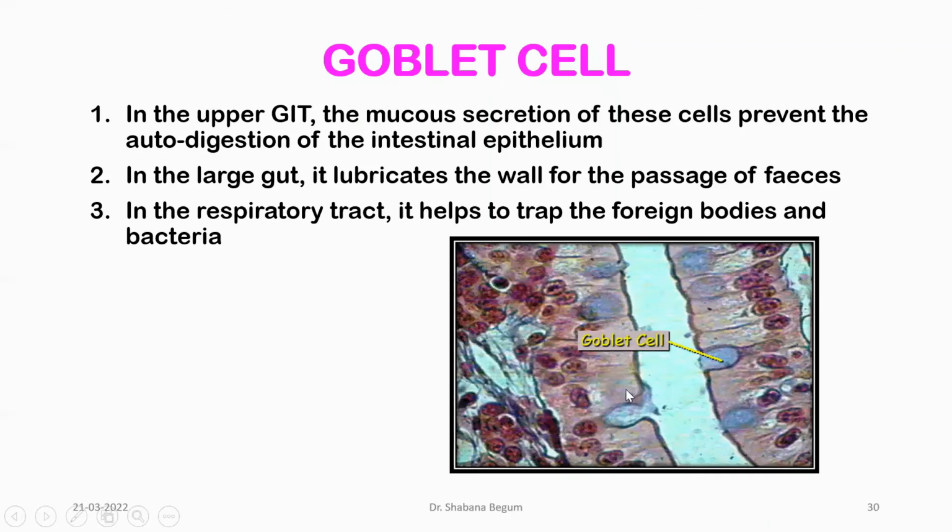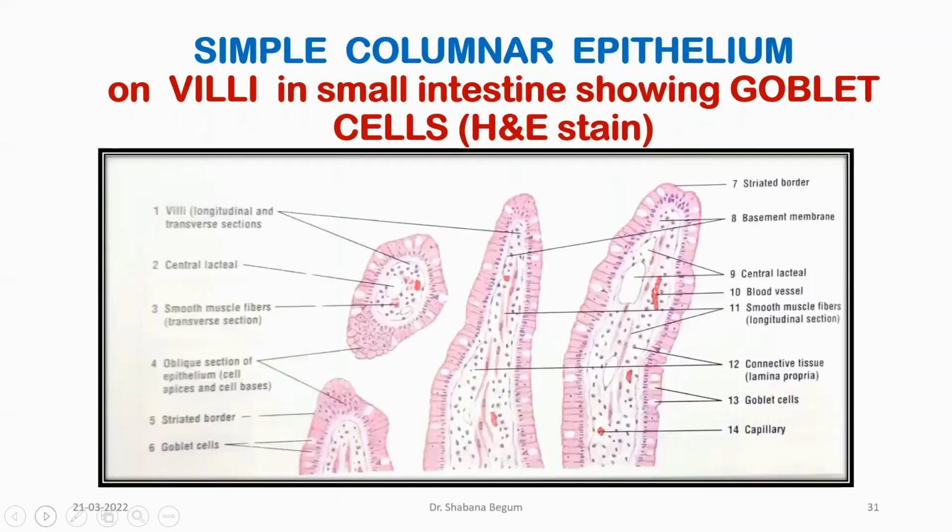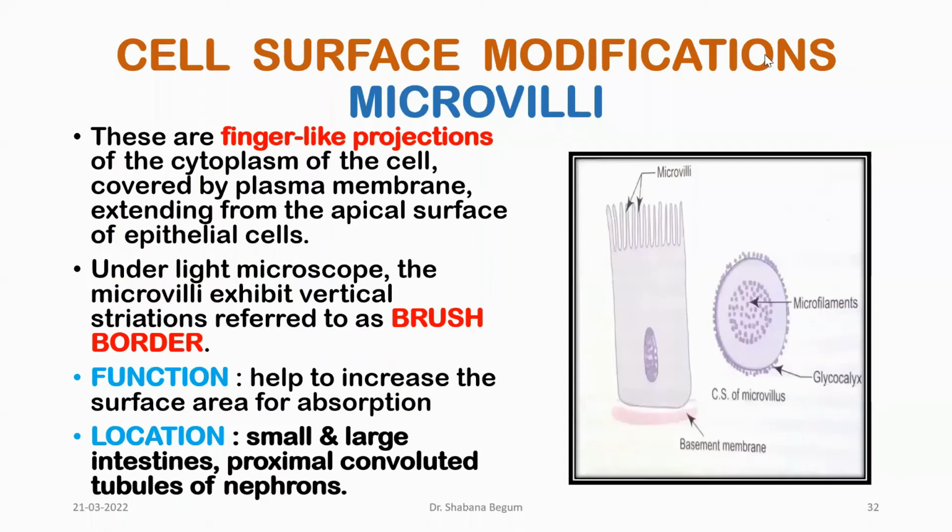So this is a picture of the goblet cell. This is the appearance of the lining of the small intestine with H&E staining, and you can see the empty appearance of the goblet cells. Next surface modification is the microvilli.